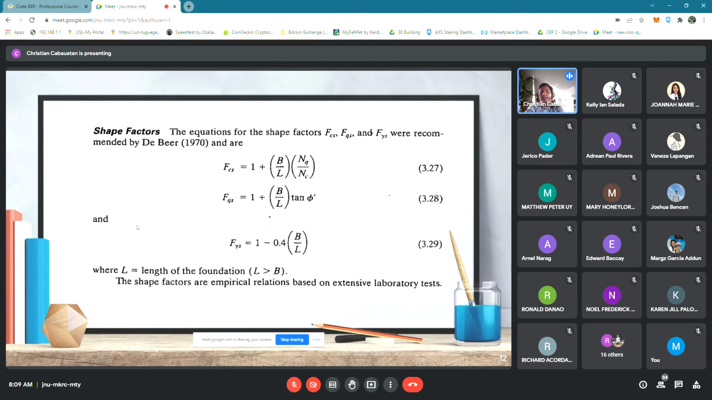And for the gamma S, it is equal to 1 minus 0.4 times the width of the footing divided by the length of the footing, wherein the length should be greater than B. So the shape factors are empirical relations based on extensive laboratory tests.